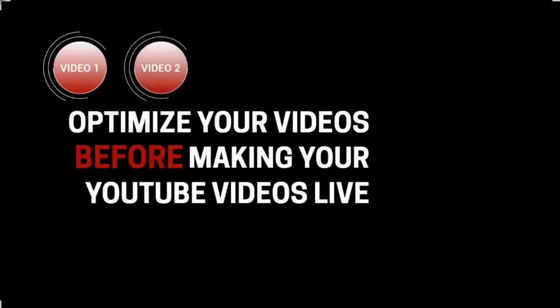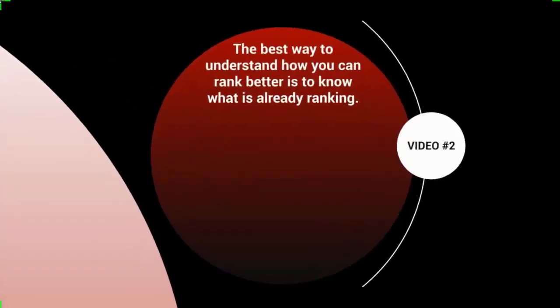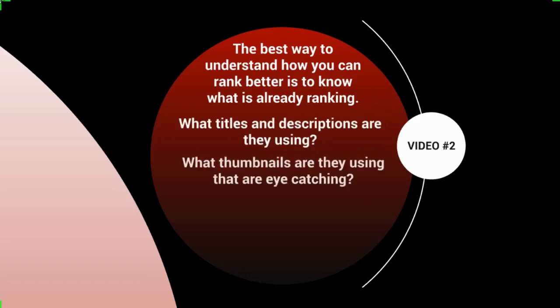Hello and welcome back. This is video number 2. Let's talk about competitive research. The best way to understand how you can rank better is to know what is already ranking in your niche or your market. So what we want to do here is analyze the videos that are on the top. I want you to specifically look at what titles and what descriptions they are using, what thumbnails they are using that are eye-catching, and what the user experience is like when you click through those videos.